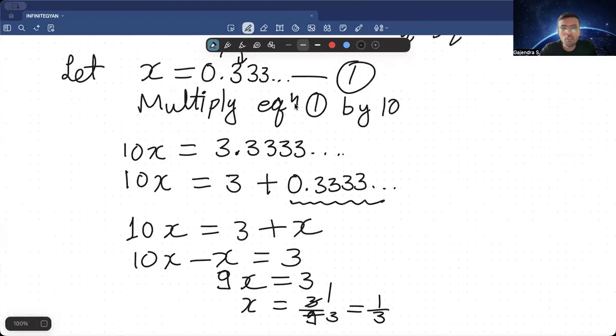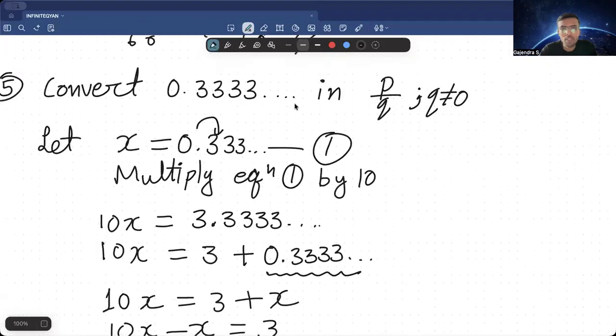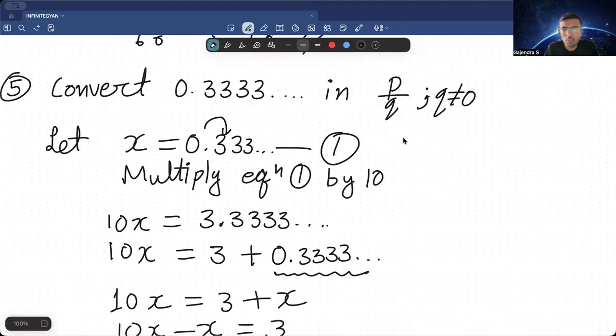Okay, so if you have to look at the shorter way, then how will you solve? So here what you have over here is 0.3333. Okay, how many digits are getting repeated over here? Only one digit, 3 is getting repeated, correct?